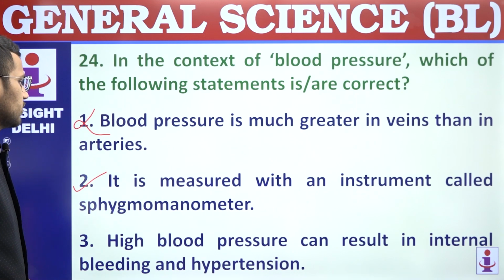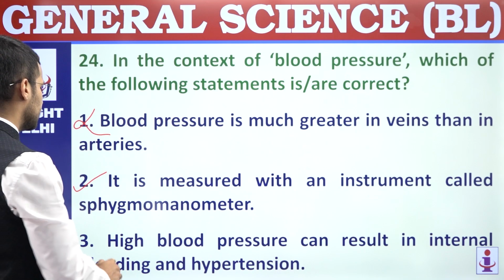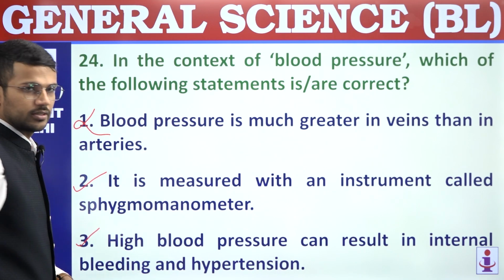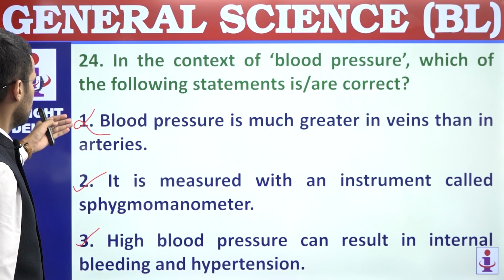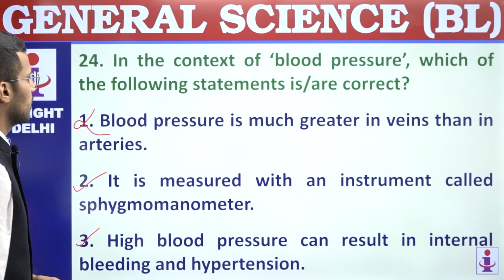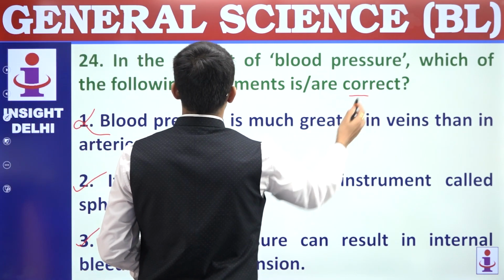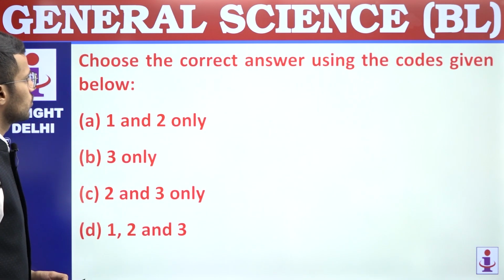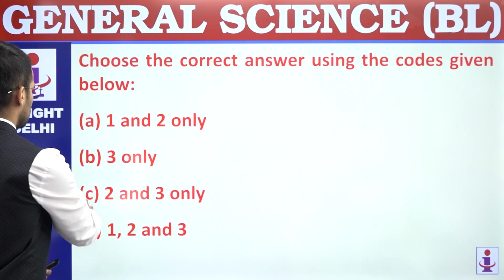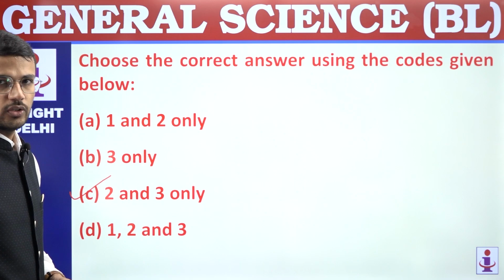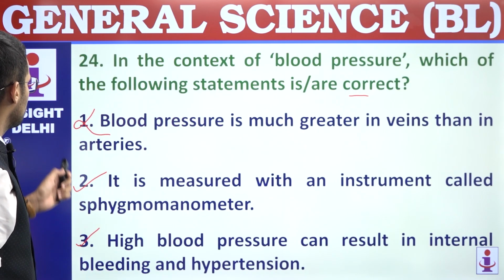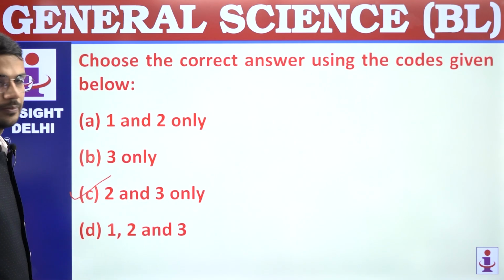Third, high blood pressure can result in internal bleeding and hypertension. Correct statement. Right? So only second and third statements are correct, and we are supposed to find out correct statements only, and hence answer should be C, 2 and 3 only. Question number 24, answer is C.